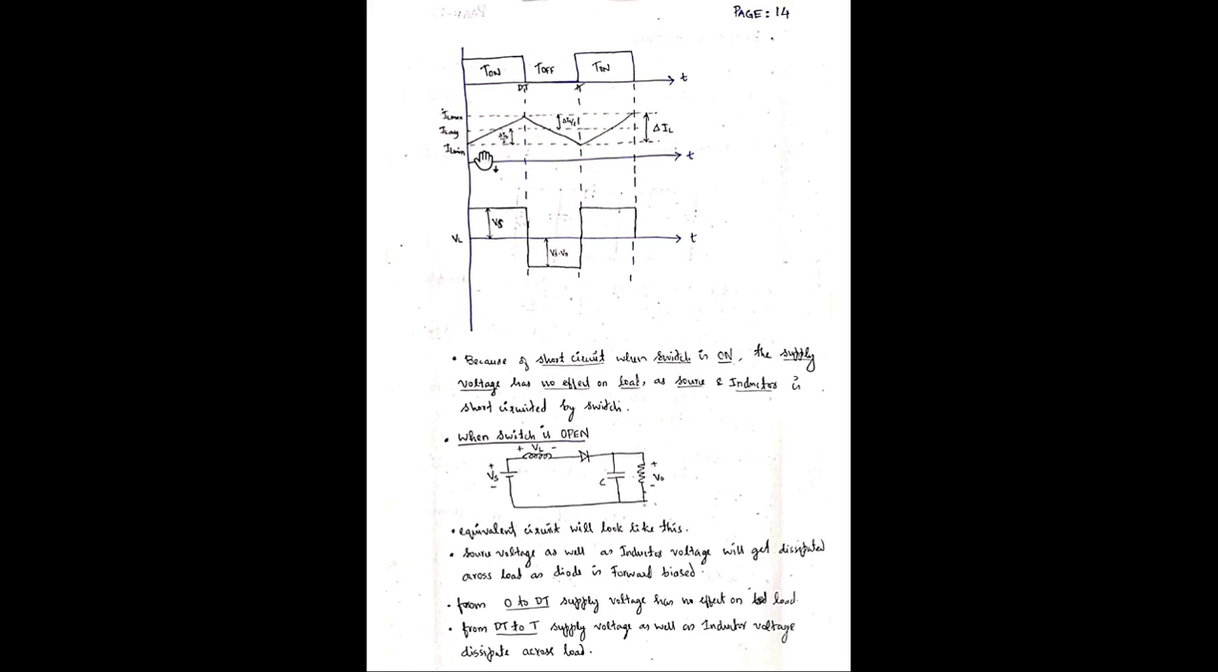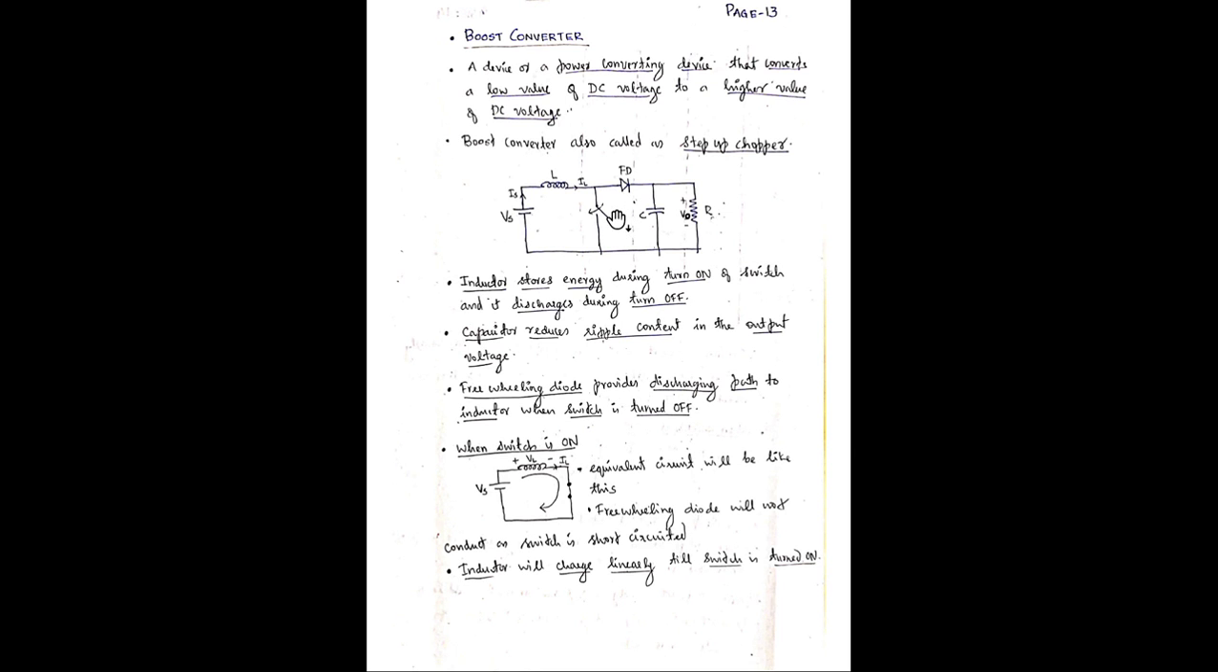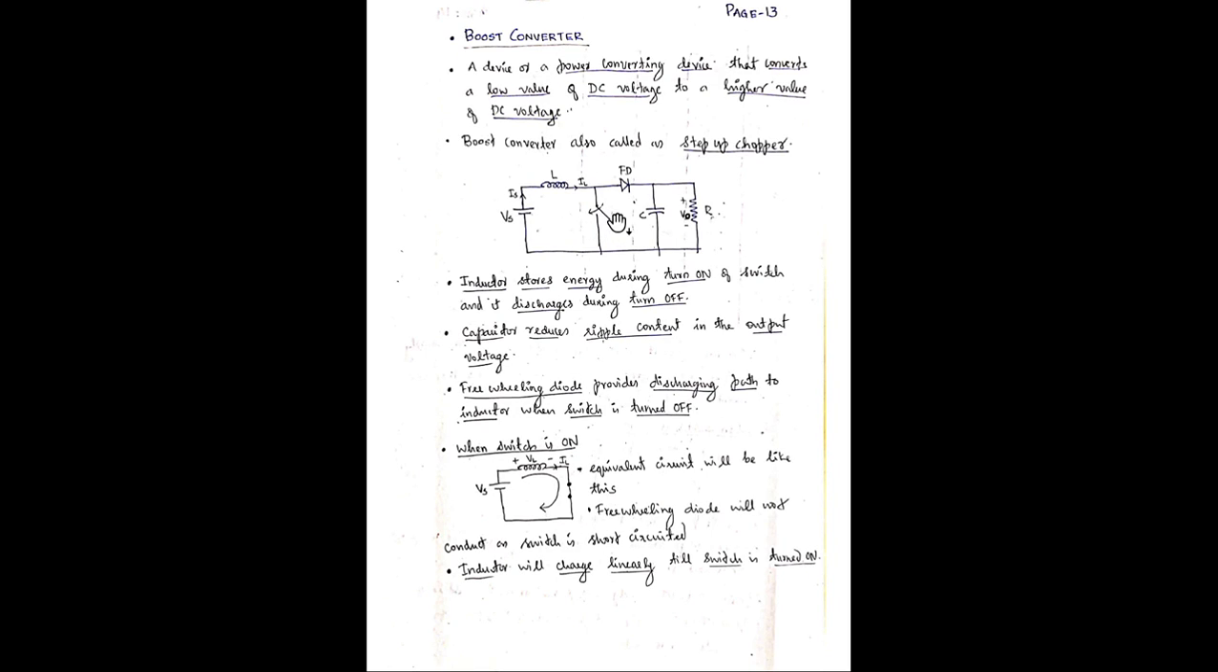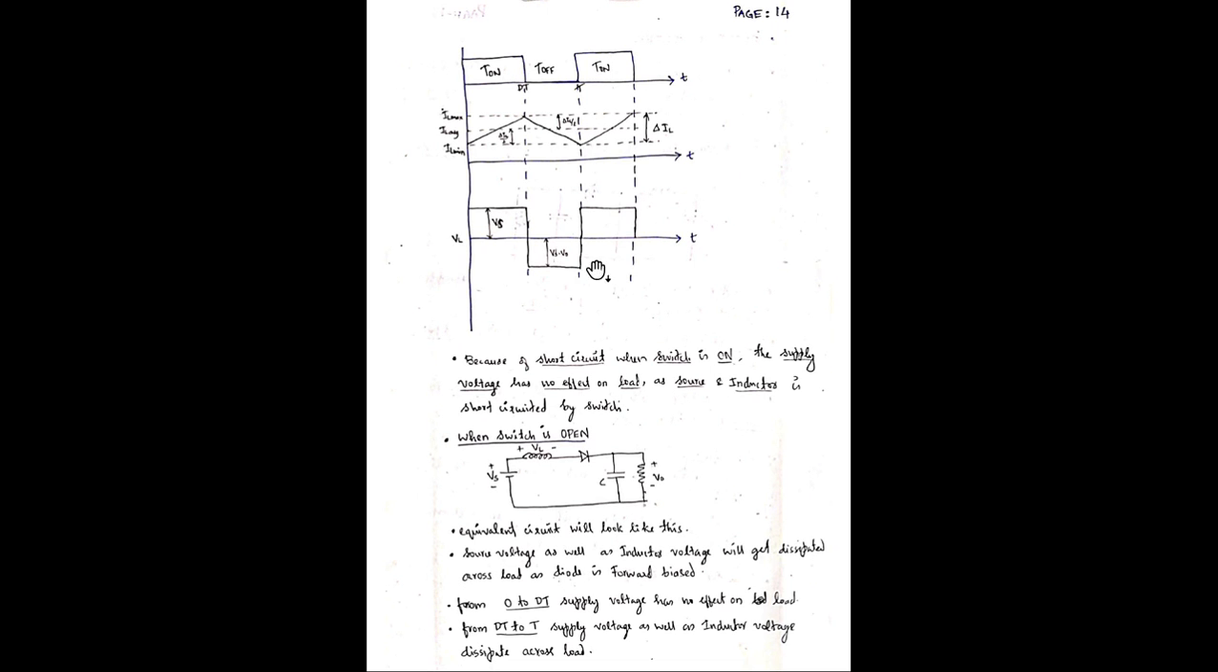Whatever charge is present in the inductor during turn on, it will be discharged during the turn off time. So the inductor will be charging and discharging between IL minimum and IL maximum. That is shown here. And the inductor voltage: during turn on it will be Vs. During turn off, this part will be open circuited, so it will be Vs minus V0. That is what is shown here as the inductor voltage, Vs and Vs minus V0.